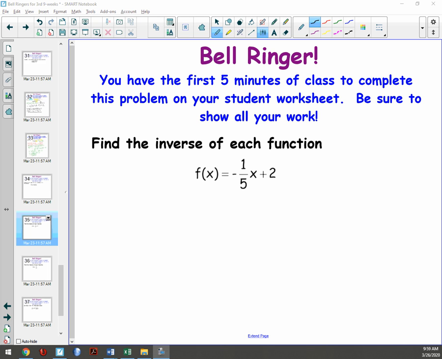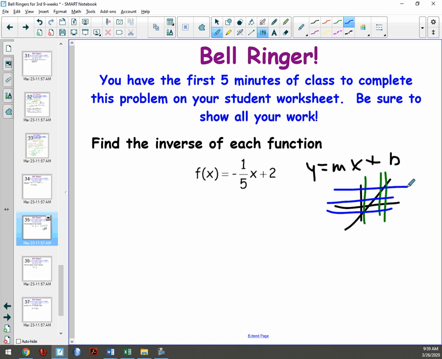Basically, if it's in y equals mx plus b, does it pass the vertical line test and does it pass the horizontal line test? So whenever you have y equals mx plus b, you know that that's just a line. So that is going to pass the vertical line test, and that's going to pass the horizontal line test. So yes, it has an inverse. So that's the first thing your brain needs to be thinking about.